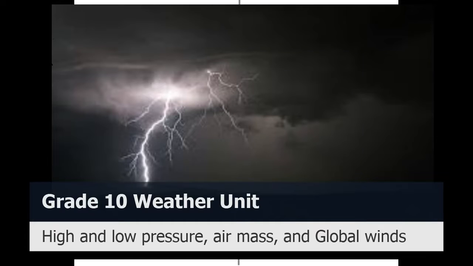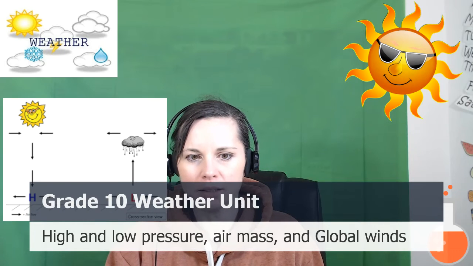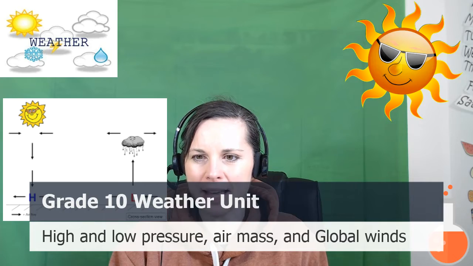Hi, grade 10s. Let's talk about section 7.2, which is our high and low pressure air mass and our global wind systems.